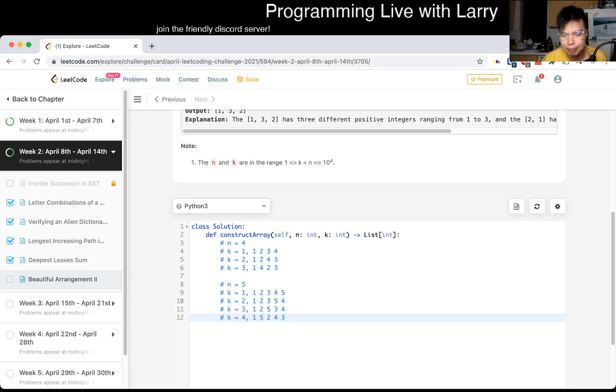But I think another pattern to note is that here, all the differences, you could put everything as 1. Here you have 1 and 2. Here you have 1, 2, and 3. And here we have 1, 2, 3, and 4 as all the deltas.